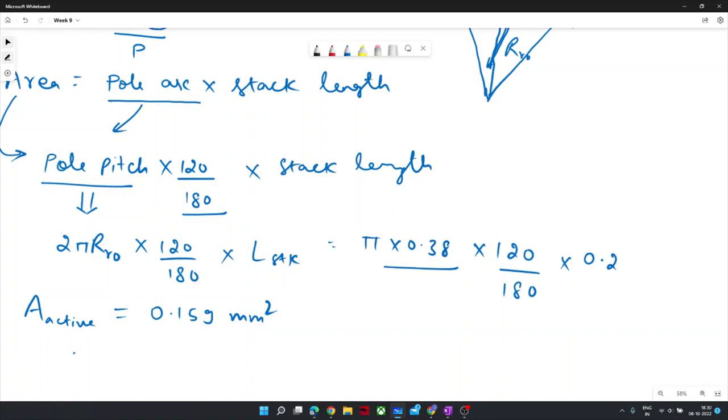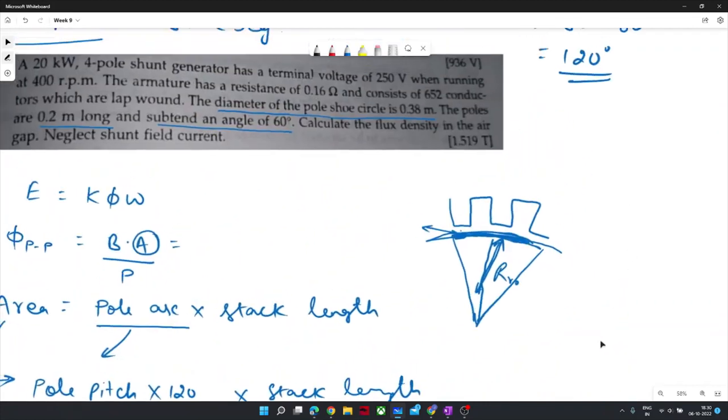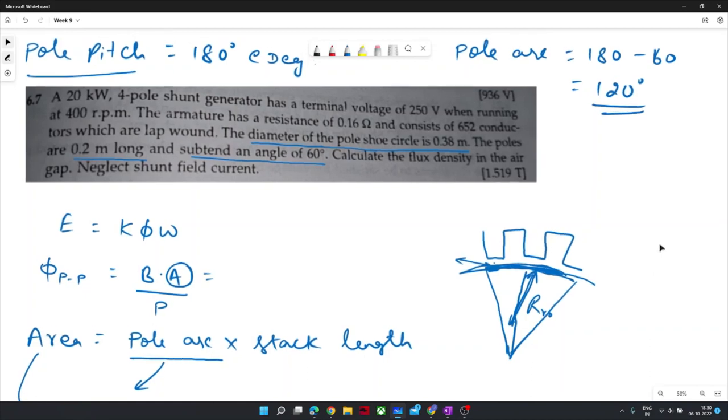And now I would like to compute the flux per pole. So flux per pole is given here. I think no, flux per pole is not given in this problem. So how we can compute flux per pole? Any idea? Another concept was hidden in this problem.